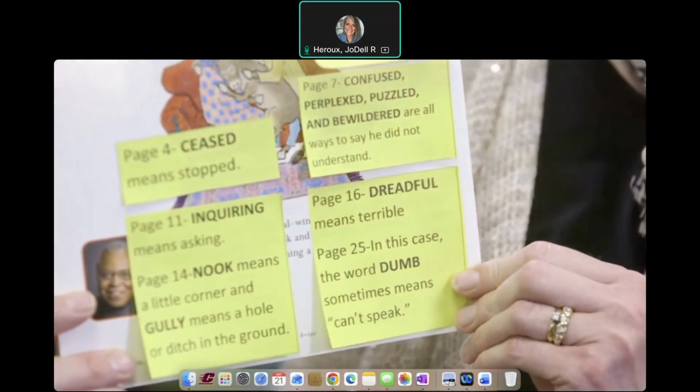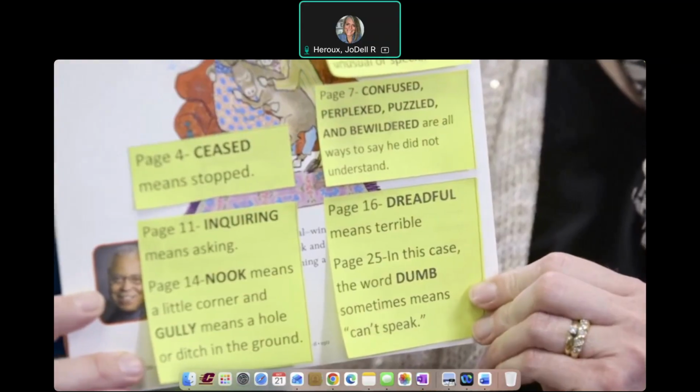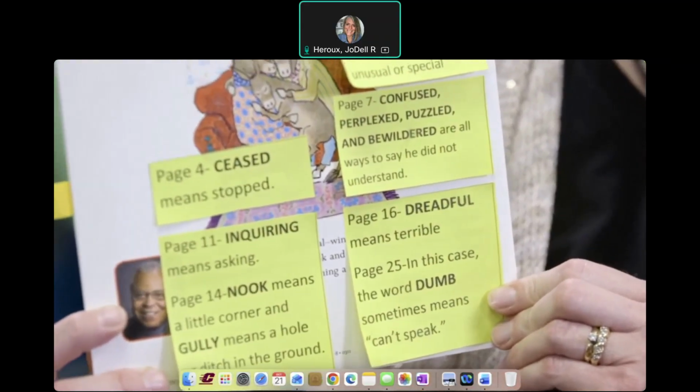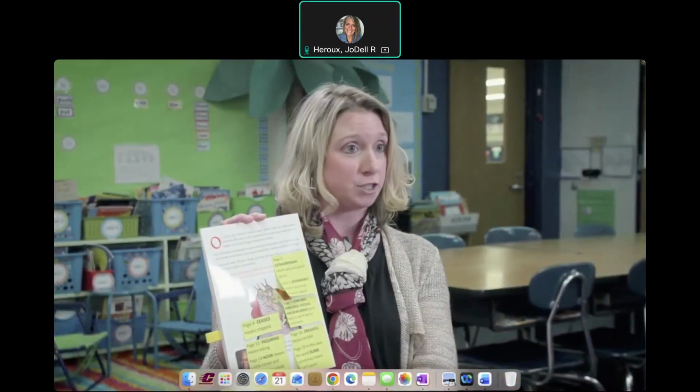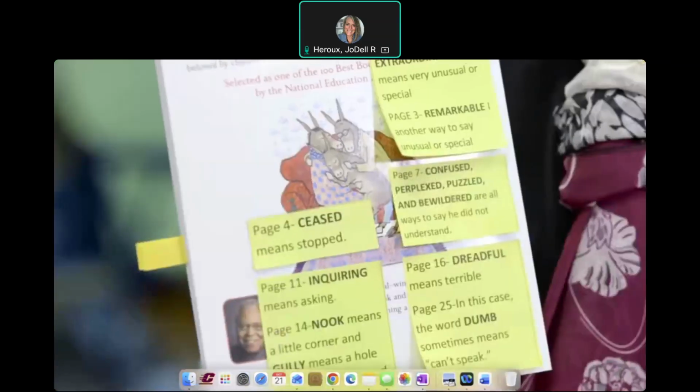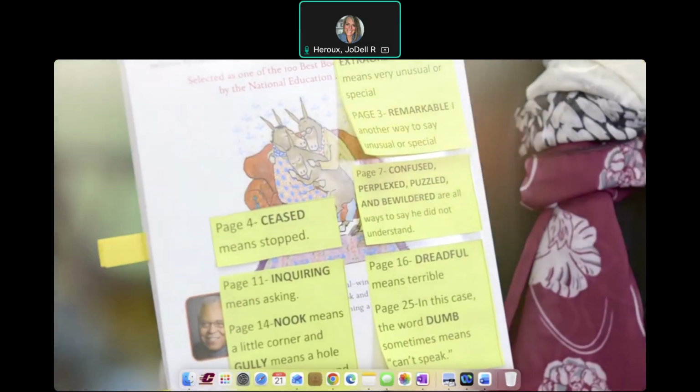I choose words that I feel will challenge my students and they may not understand in regular comprehension. I use child-friendly definitions, not dictionary definitions, that are quick and precise and focused for my children.